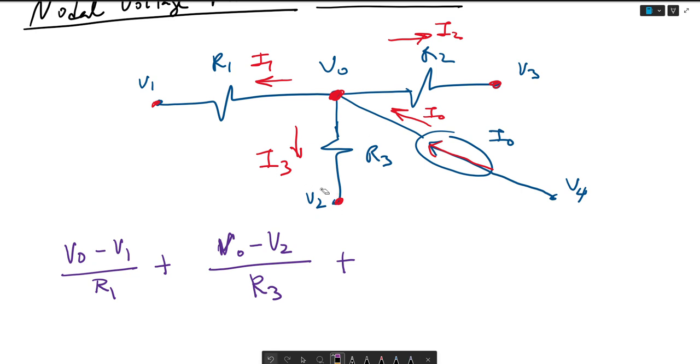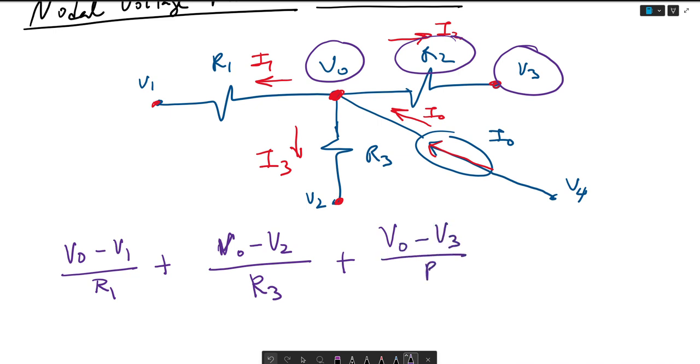And then plus VO minus V3 over R2. Actually, what I'll do is change these voltages so it reflects: this is V2 and this is V3, and this would then be R2 and R3. I hope this doesn't confuse anyone.